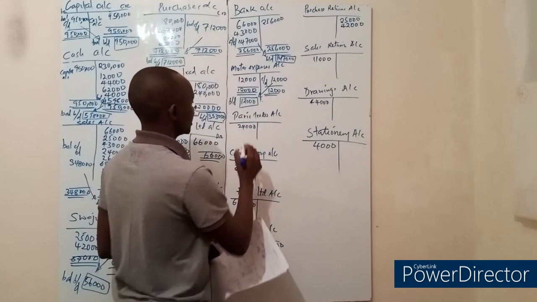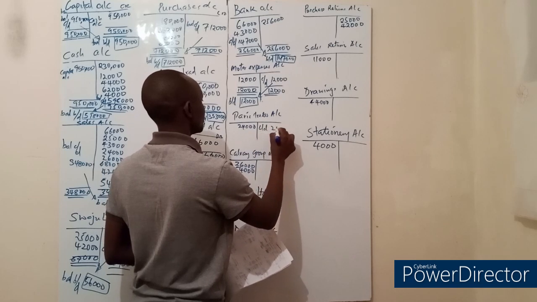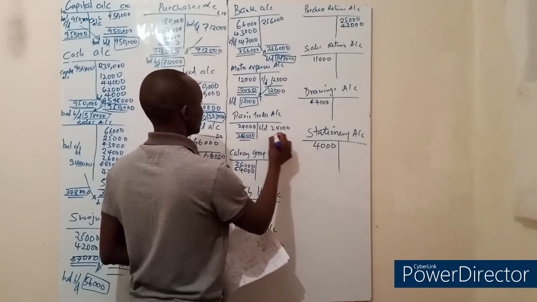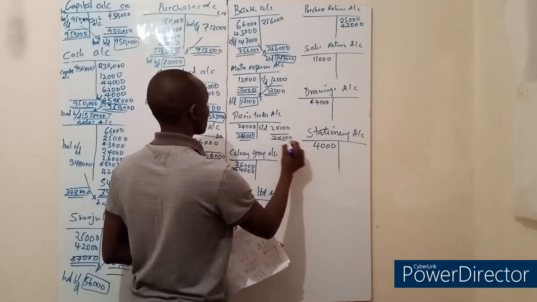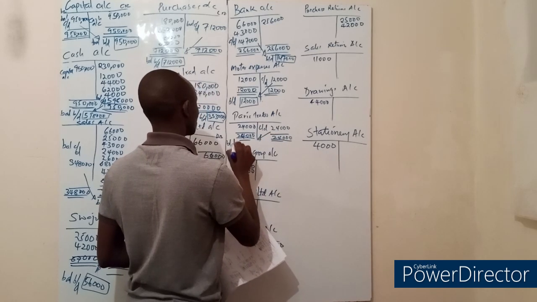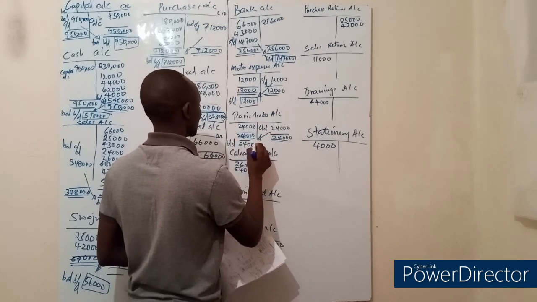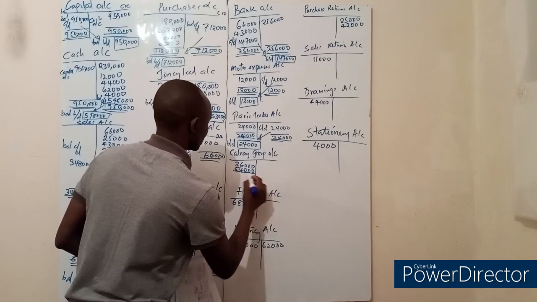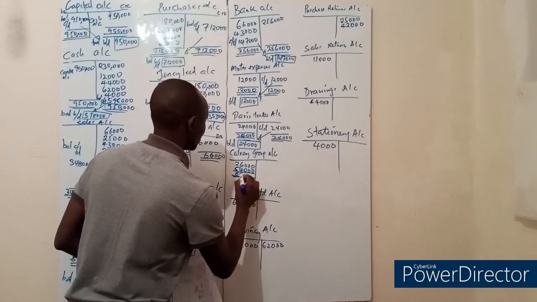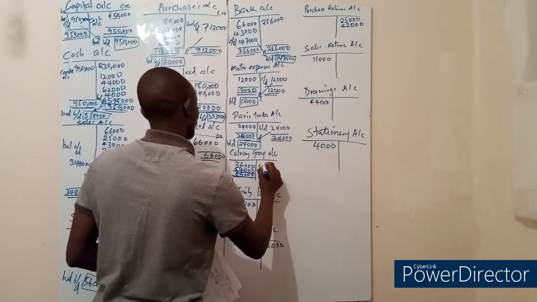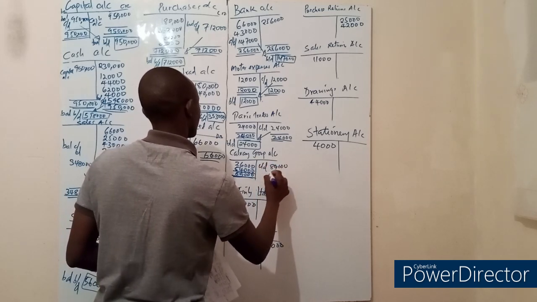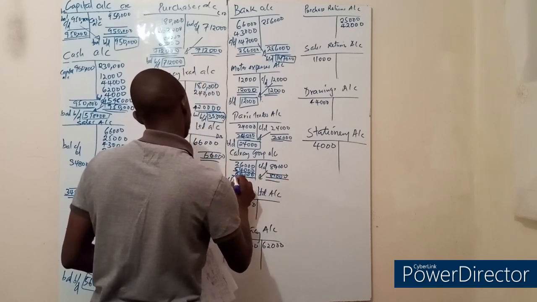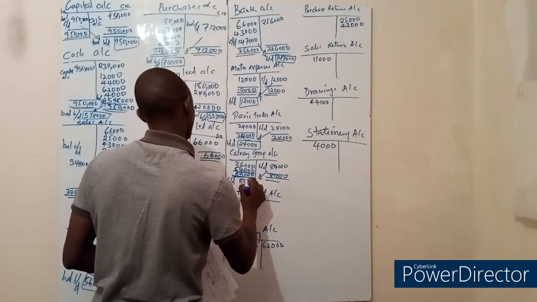The same case applies to Paris. We have the carry down of 24,000, isn't it? Because this side must balance with 24,000. Directly opposite is our balance brought down of 24,000 shillings. Calvary, we total 26 and 54 is 80,000, right? So our balance carried down is 80,000. Directly opposite is our balance brought down of 80,000.